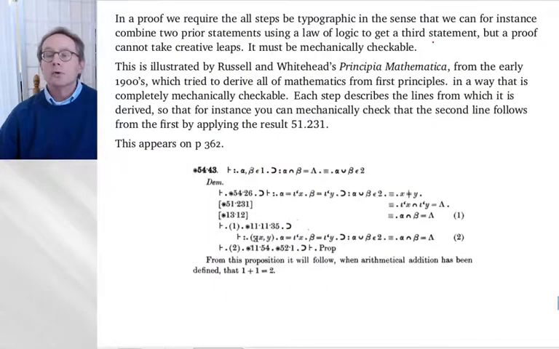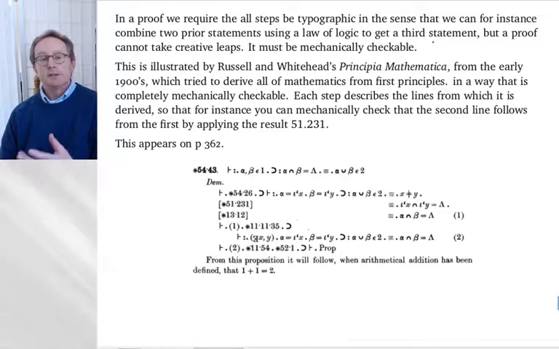So in a proof, we require that all the steps be typographically verifiable. We can mechanically check. If somebody says to you, how does line 3109 follow from line 106 and line 2108? You should be able to check with a computer program that it does indeed follow from those two by the rules.